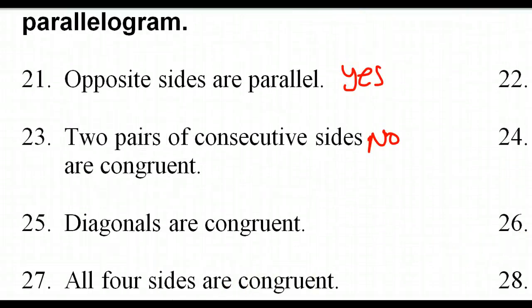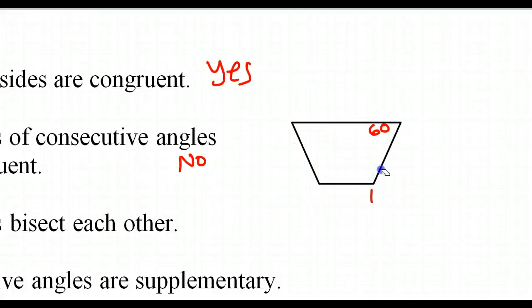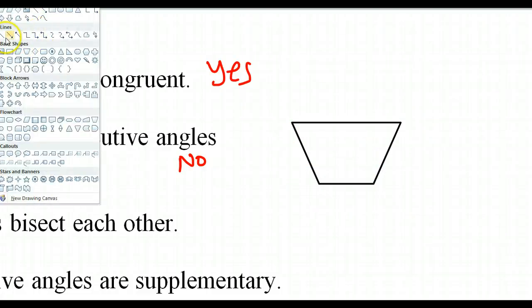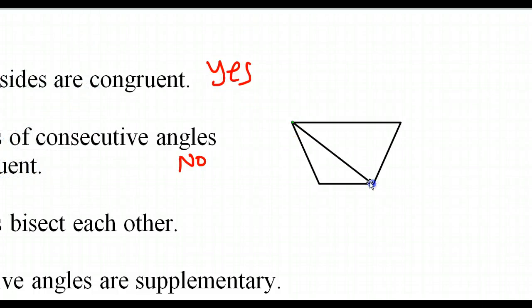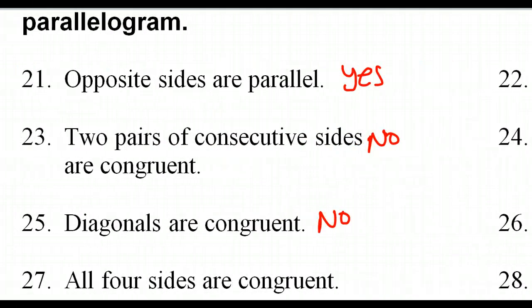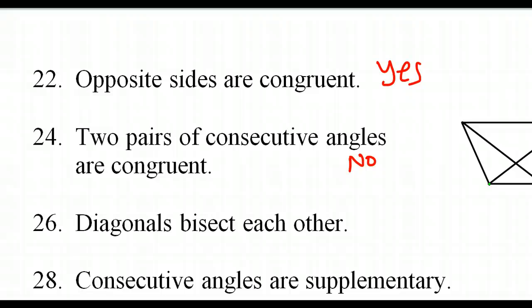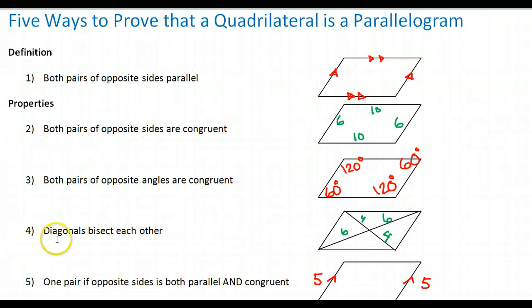Okay, diagonals are congruent. Again, that is a no. And I can give you the same picture. If you have an isosceles trapezoid, guess what? The diagonals are congruent. This length and this length will be the same if this is an isosceles trapezoid. But that does not make it a parallelogram, so that's a no for 25. Number 26, that diagonals bisect each other. Wait a minute, have I seen that before? Number 4, diagonals bisect each other. That only happens for parallelograms, so that's definitely a yes.